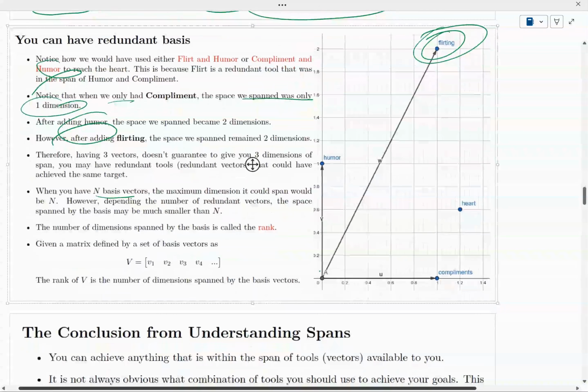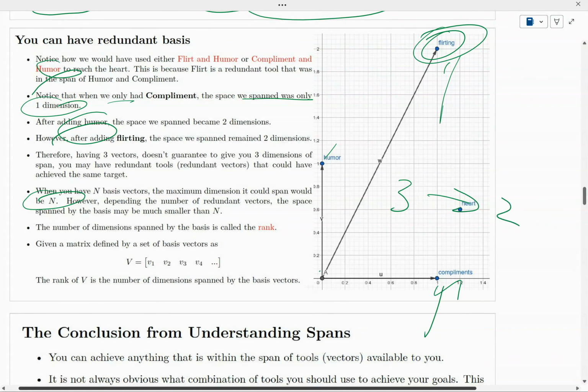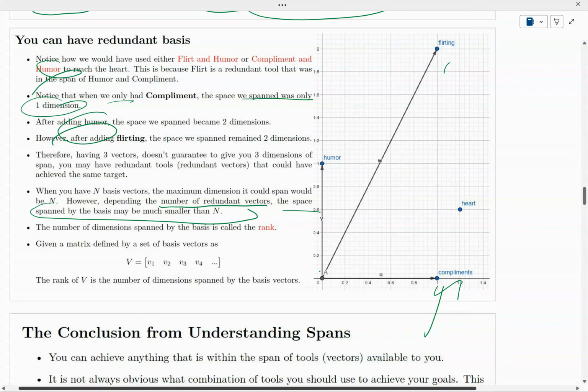Now, when you have n bases, the maximum dimension, so if you have three, the maximum would be three. Every one of them could be creating a new dimension. Or it could be something significantly less than three, right? So you have three vectors, but you only span two dimensions because there's redundancy. However, depending on the number of redundant vectors, the space spanned by n bases could be much smaller. So that's what that's saying. Just because you have three vectors, it doesn't mean you can span three dimensions, right?